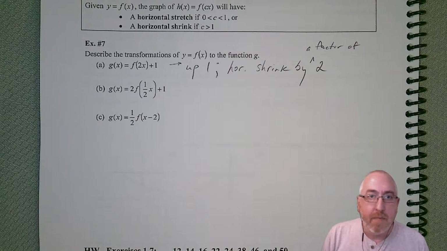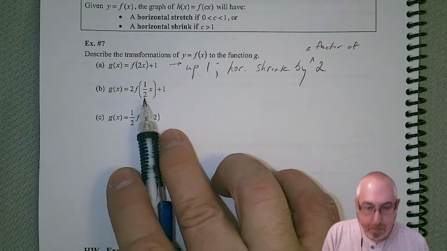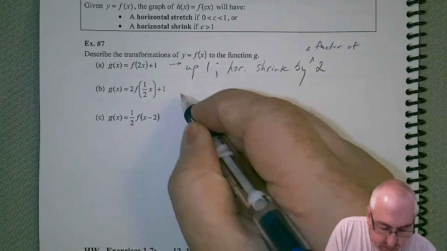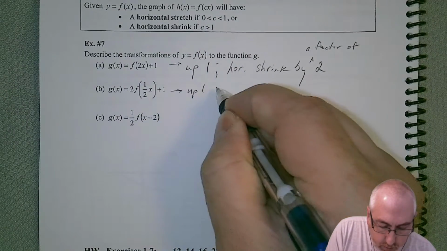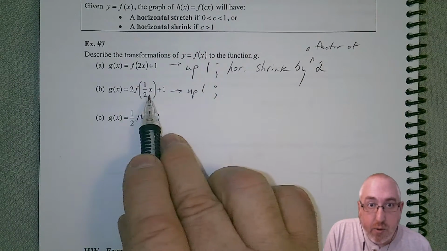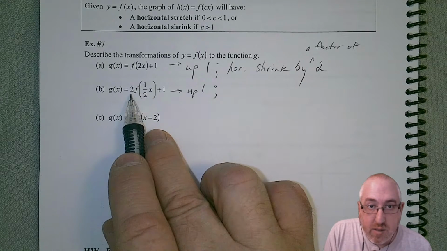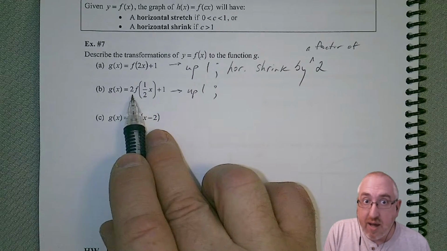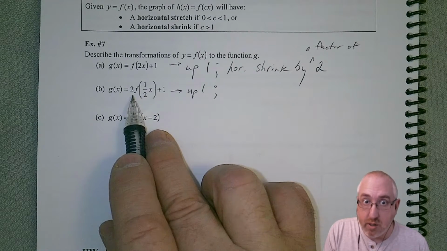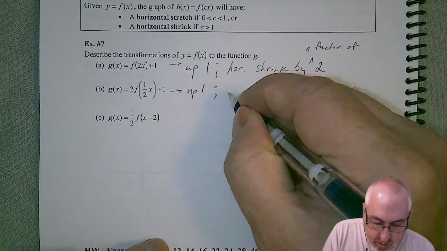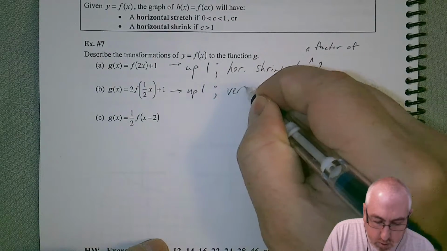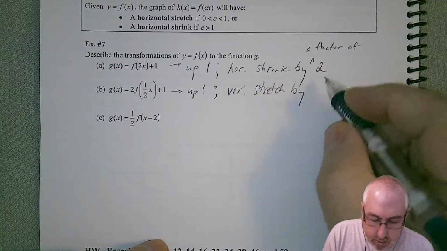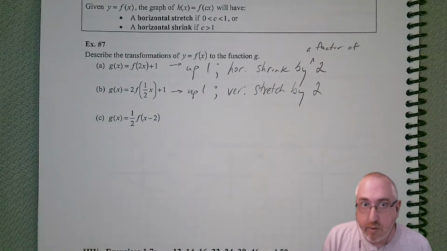All right. Now, what about this one here? We have that plus 1 at the end again, which we know is up 1. And now we have two things going on. We have this 2 on the outside, and we have the 1/2 on the inside. If it's on the outside, it's going to be a vertical distortion. So this is going to be a vertical stretch by 2, or by a factor of 2.